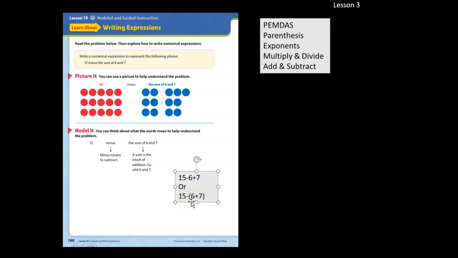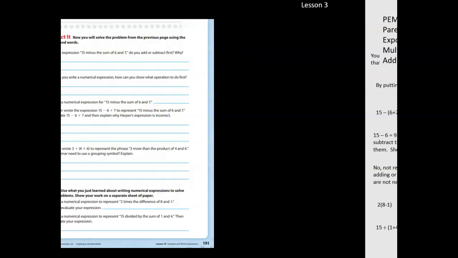So your answer over here would be 16. Now, if we do it the way that it says up here, the sum of 6 and 7 is 13. So 15 minus 13 is 2. That's what it's asking you to do. So this one right down here is the correct one. When it says the sum of something, put it in parentheses so that we know that that's what we have to do first.